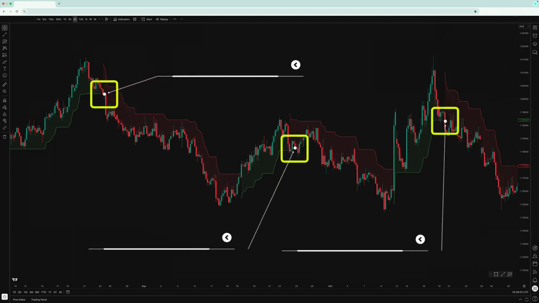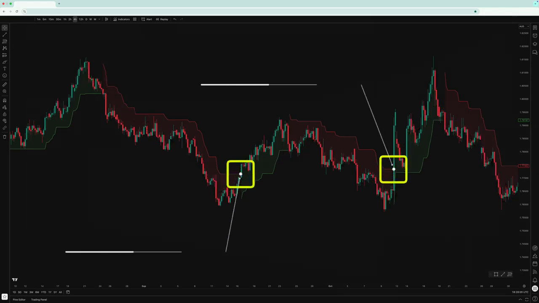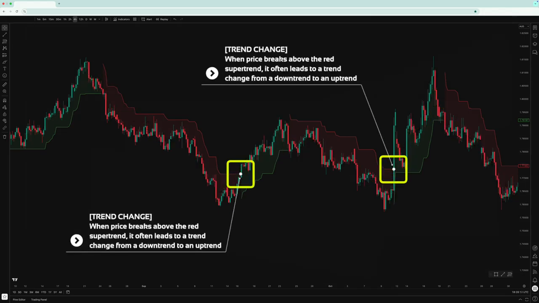When price breaks below the green supertrend, it often leads to a trend change from an uptrend to a downtrend. When price breaks above the red supertrend, it often leads to a trend change from a downtrend to an uptrend.